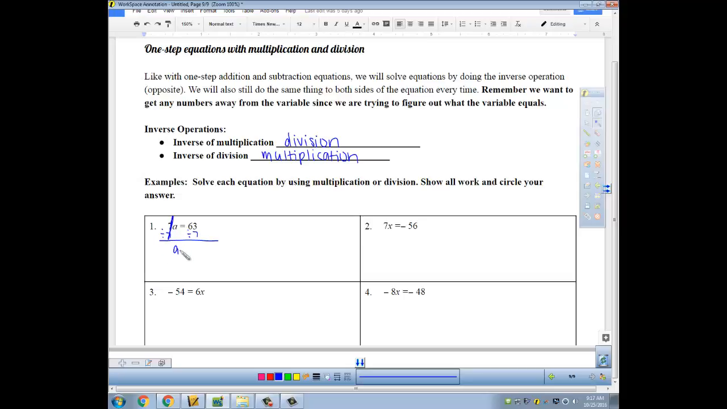Bring down your A, bring down your equal sign. 63 divided by 7 is 9. So the answer is 9. And again, you can check your answer by plugging it in. 7A means 7 times A, so 7 times 9 is 63.